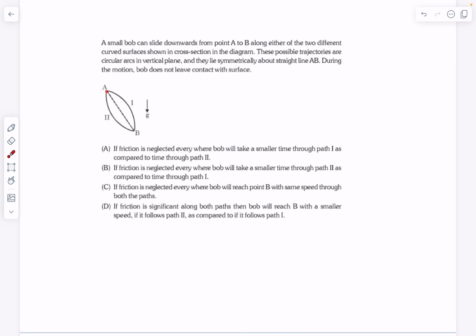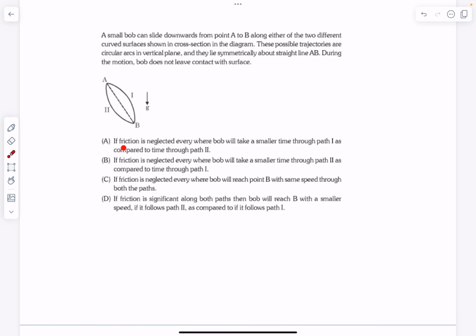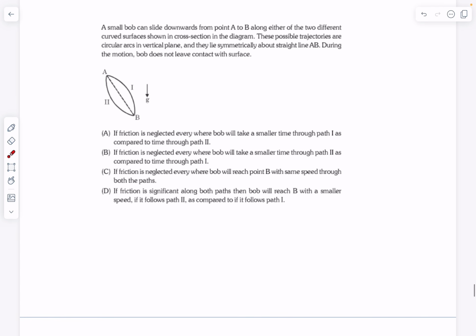Beads are left at point A, and then they're going to slide along this path and reach point B. In the first option, they're asking if friction is neglected everywhere, will the bob take a smaller time through path 1. So we have to figure out which bead reaches point B quicker. And in option C and option D, we have to figure out who will have a smaller speed when reaching B if friction is considered. So let's begin with the analysis.